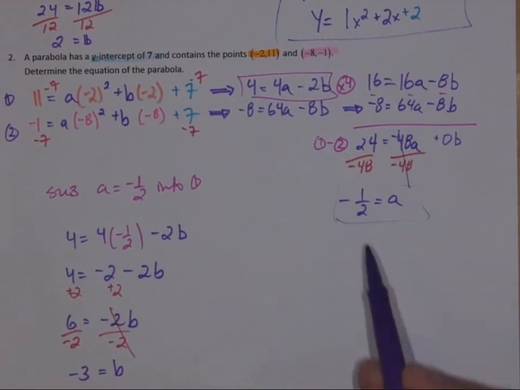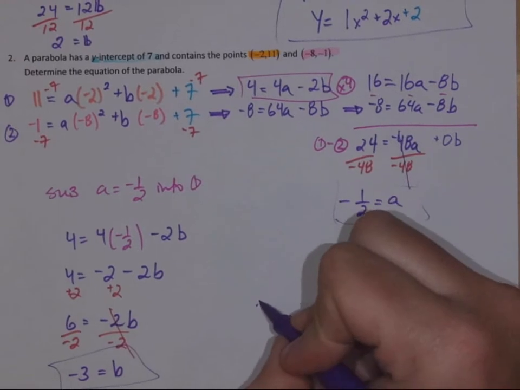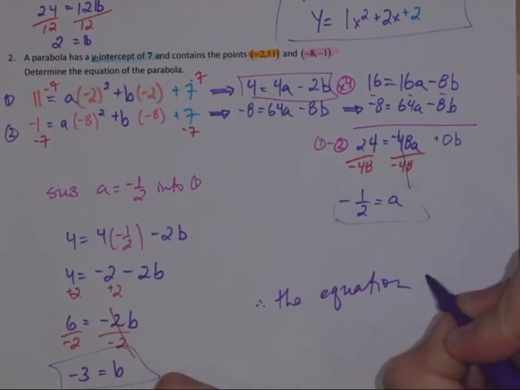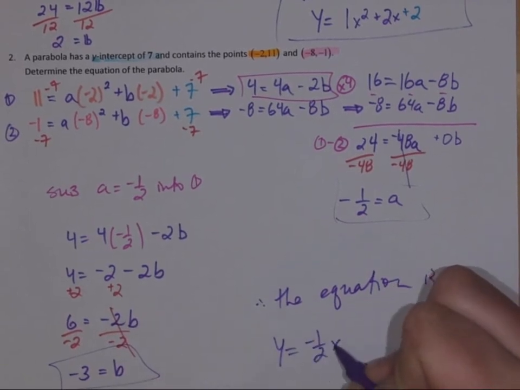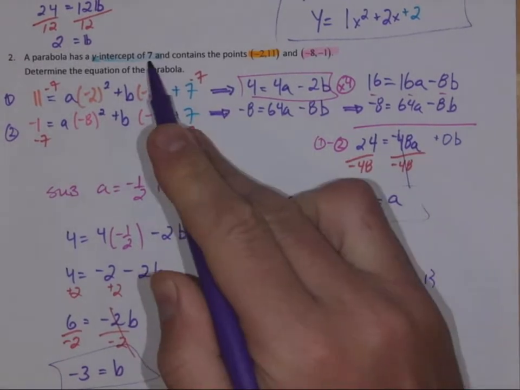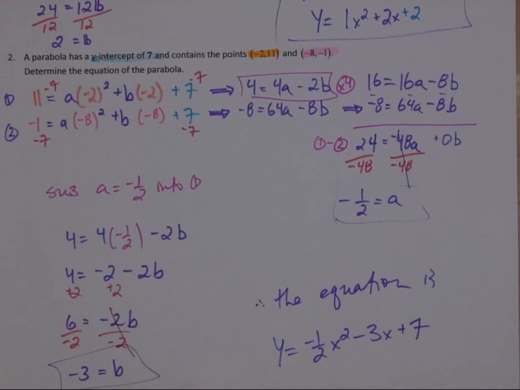Now I've got a value for A, got a value for B. So, therefore, the equation is y equals negative 1/2 x squared minus 3x plus 7. And I have used my understanding, substitution and elimination to actually find an equation for a parabola.